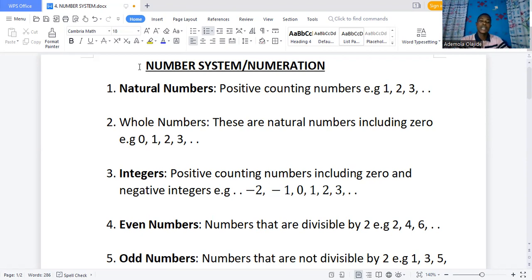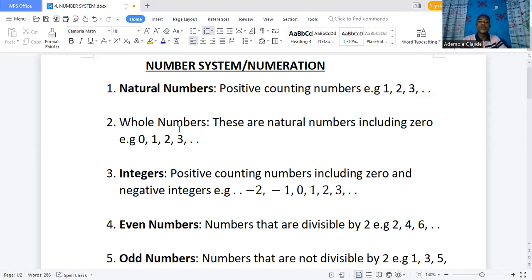So, the first thing we want to consider is types of number, and the number one here is natural numbers. What do we mean by natural numbers? We define them as positive counting numbers. So the least is 1. They are all positive: 1, 2, 3, 4, 5, 6, 7, 8, up to infinity.